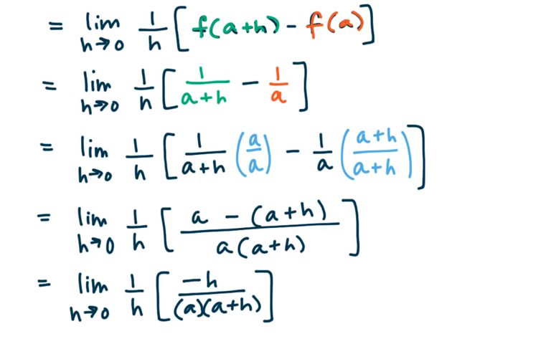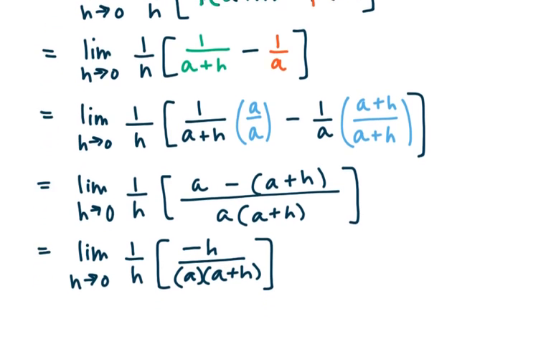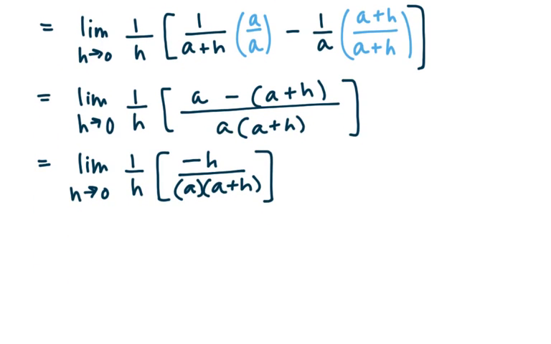Now, as we have manipulated what I have in my square braces, you'll notice I have a times h in the numerator and a times h in the denominator. Those terms, h over h, are going to cancel. So this means I am now calculating the limit as h approaches 0 of negative 1 over a times a plus h.